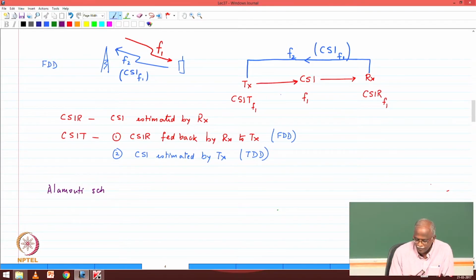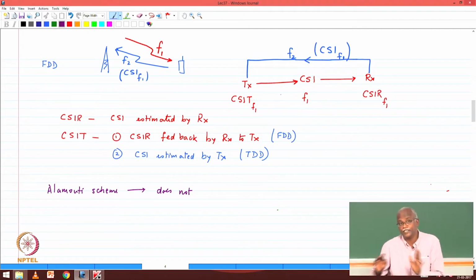The Alamuti scheme does not require CSIT. In fact, it is so general that it works for any modulation, and it works under all channel conditions. You don't need to worry about it. The only assumption that it is making is that it is flat fading, because it assumes that there's only one channel coefficient between the transmitter and receiver. So it does not require CSIT.